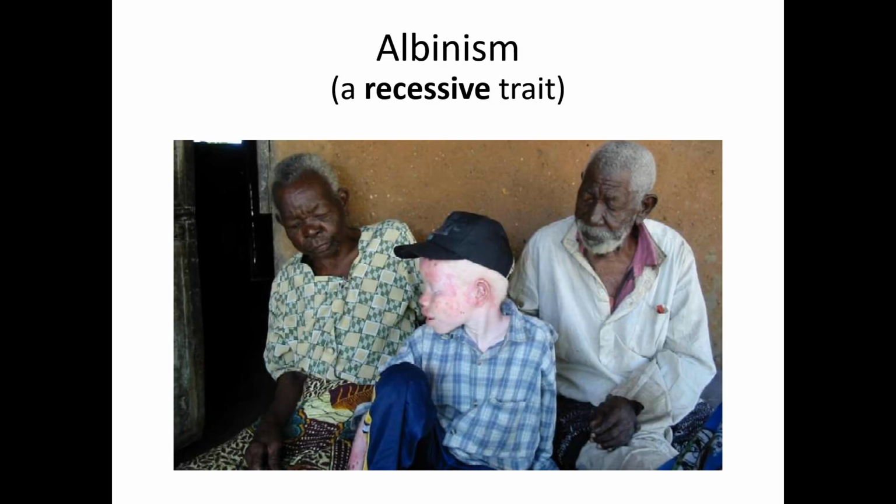Here's an example of a trait controlled by complete dominance, albinism. This is a recessive trait. What that means is that you could have two individuals who are not albinos, but they could produce a child who is an albino. And we'll explore how that can happen later on with a bunch of practice problems, both in lecture and in lab. Albinism is not an exclusively human condition.